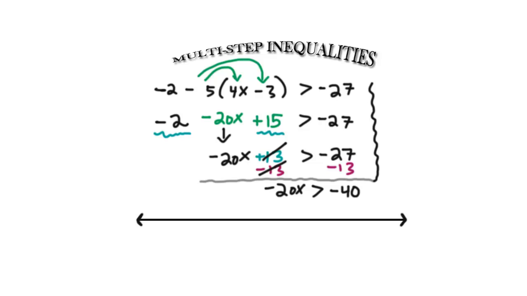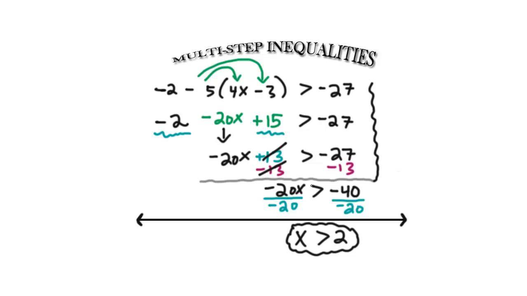Because all we have to do now is divide both sides by negative 20. Negative 20 here. So guess what? X is greater than a nice 2. So we have x is greater than 2. Oh, there's one thing though. I don't know if you guys caught it.